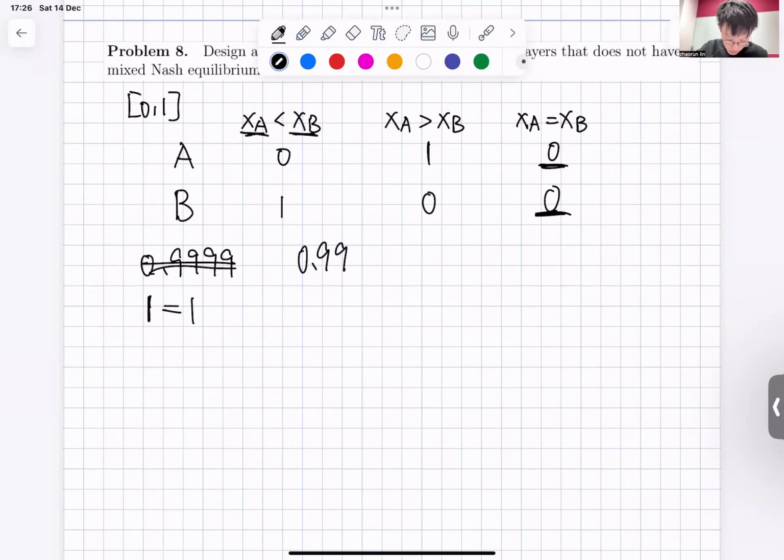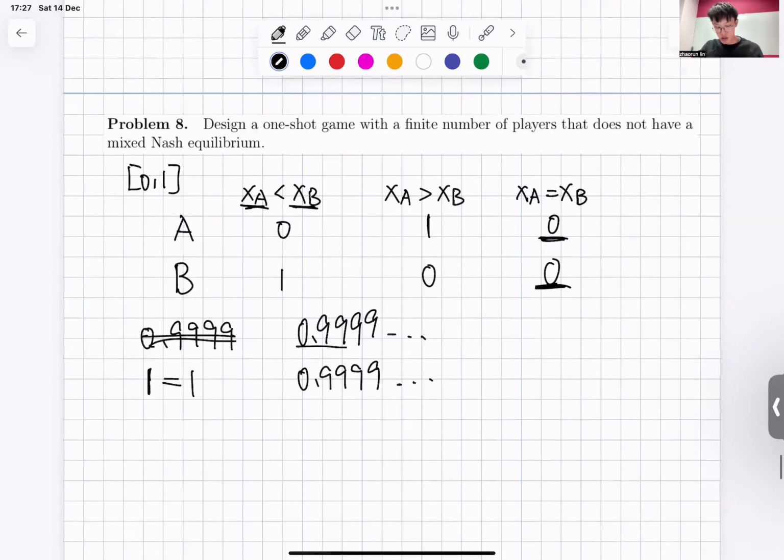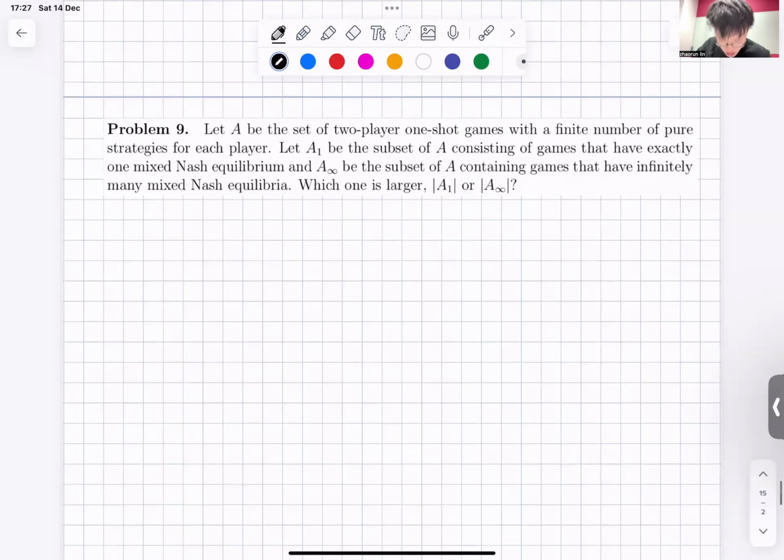For example, if player A gives 0.99, then player B can always give a digit larger than player A's number, and it keeps on going. So we have infinitely many strategies for both players, and they don't have a mixed Nash equilibrium. So this is problem 8.